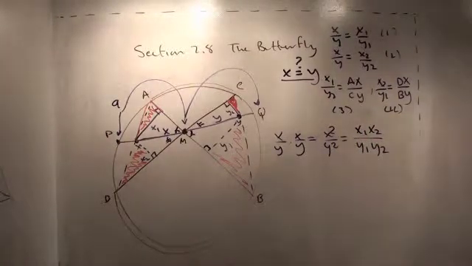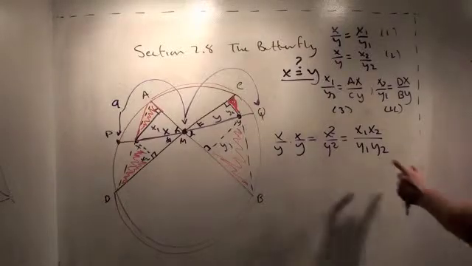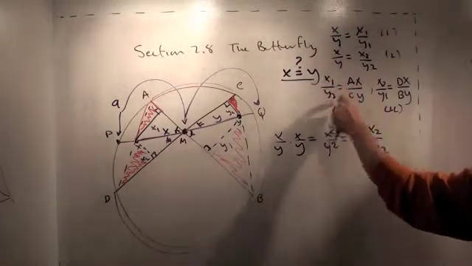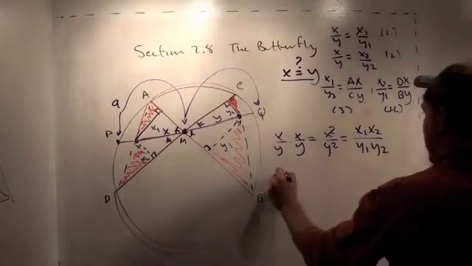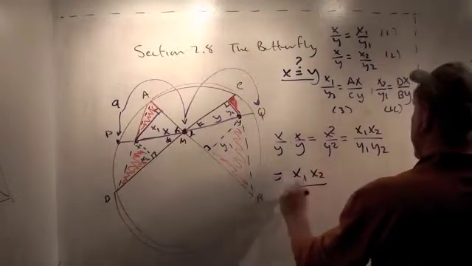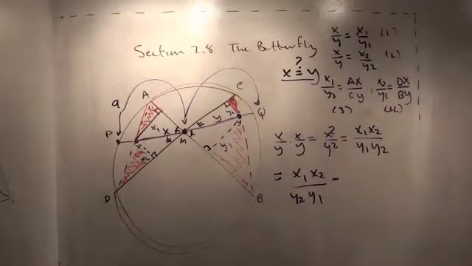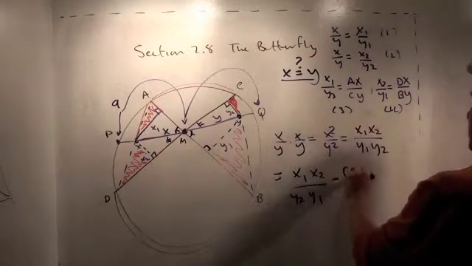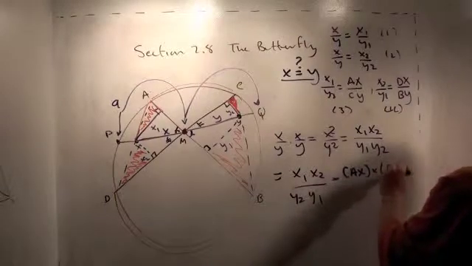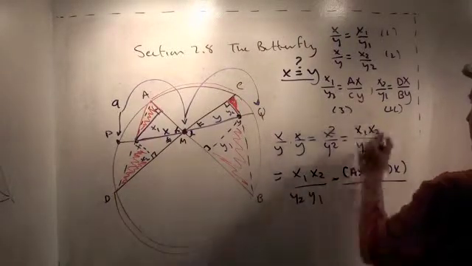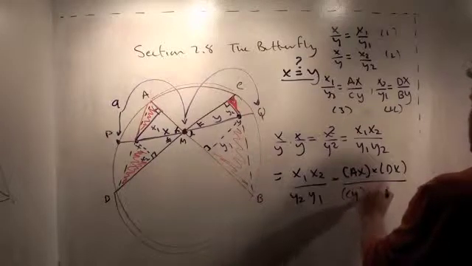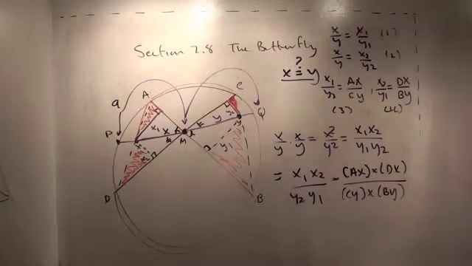And now we can play a clever little trick switching around y2 and y1, because here we have x1 over y2 and here we have x2 over y1. So this equals x1 x2 over y2 y1. But that's just x1 over y2 times x2 over y1, which happens to equal AX times DX over CY times BY. Okay? So again, this is all just algebra. But what is AX times DX?